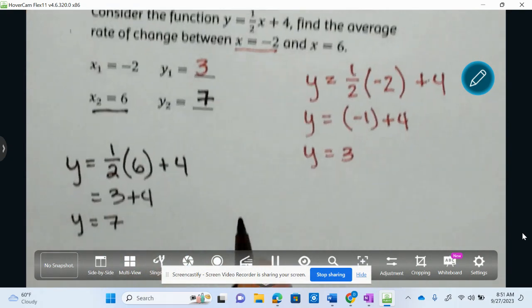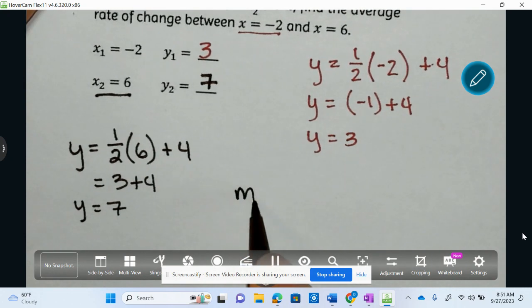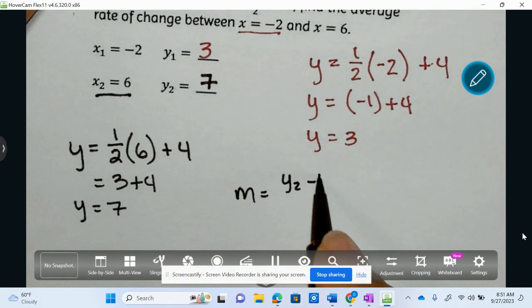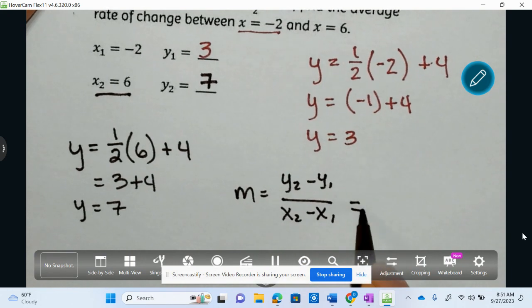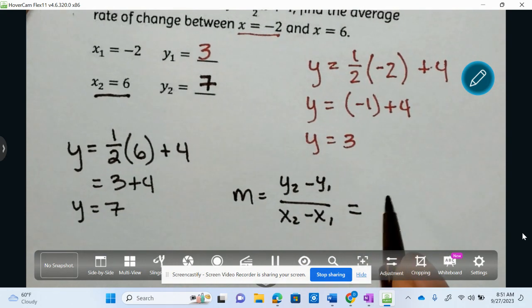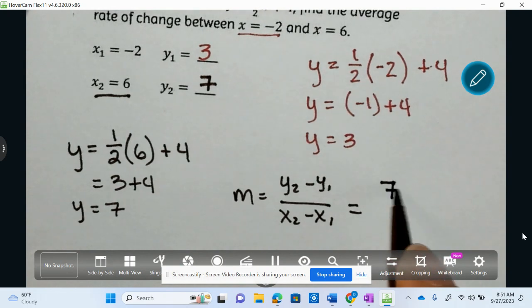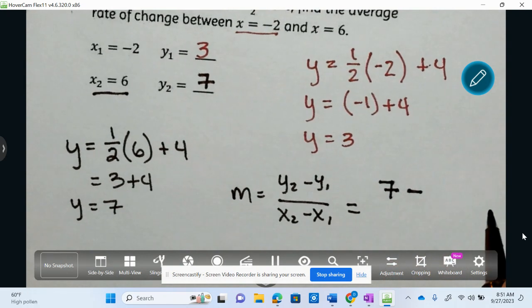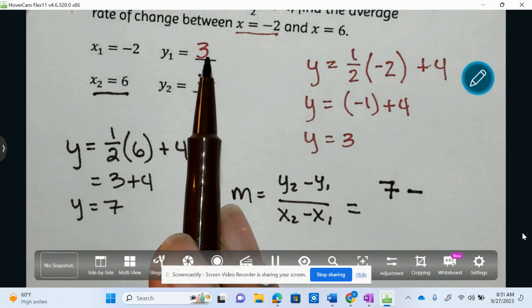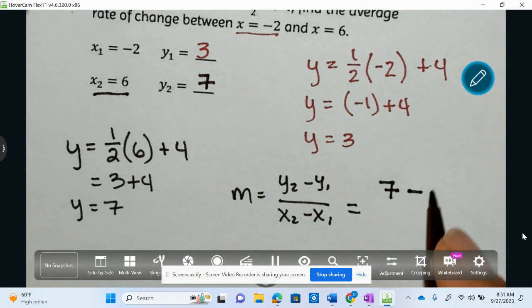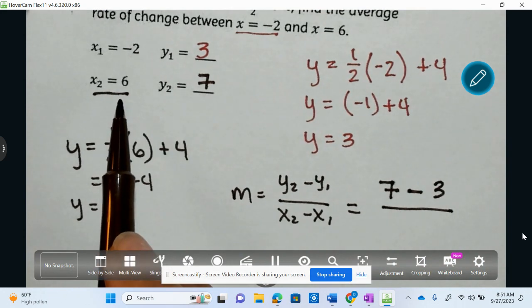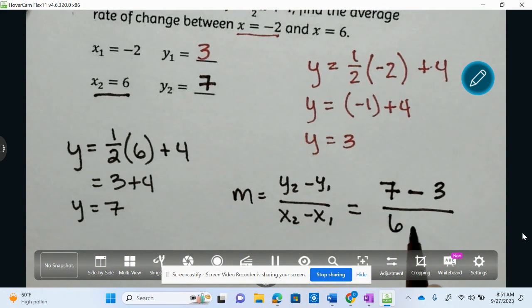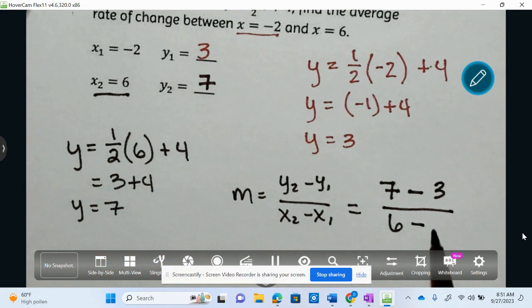Let's use our slope formula. Y sub 2 minus y sub 1 over x sub 2 minus x sub 1. What value am I using for y sub 2? 7 minus what value am I using for y sub 1? 3 over what value am I using for x sub 2? Minus what value am I using for x sub 1?